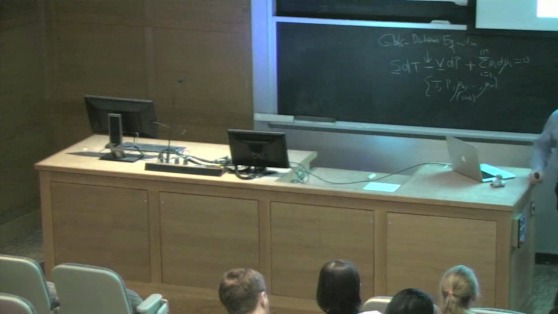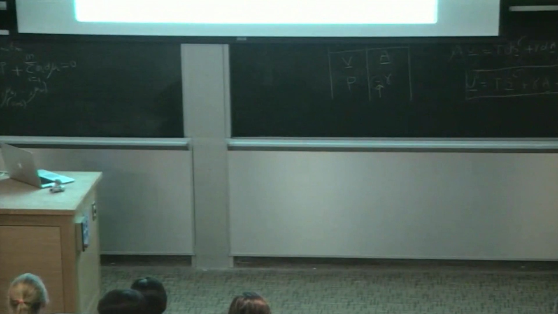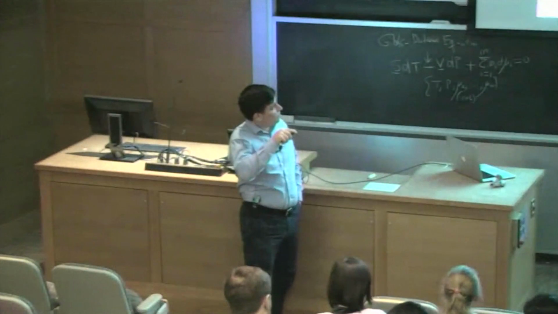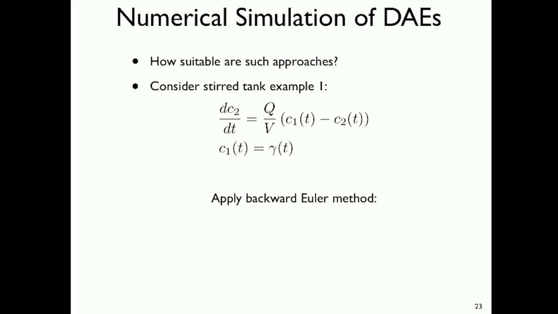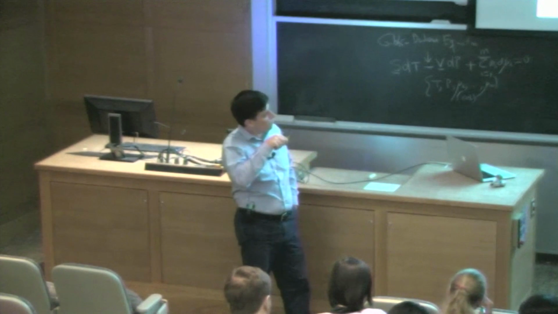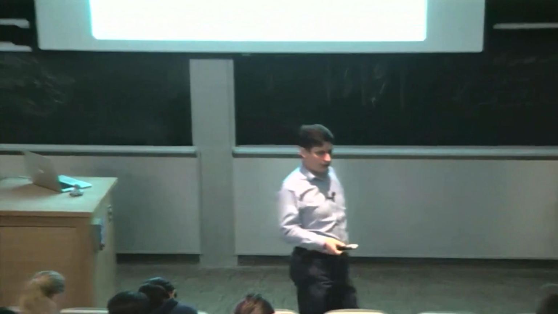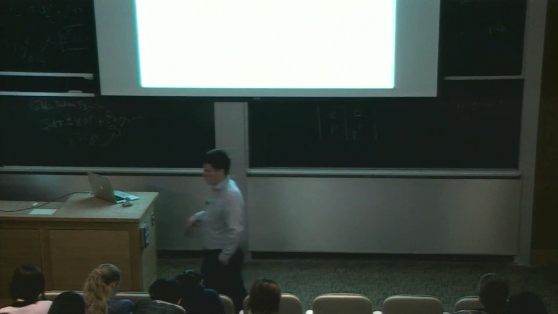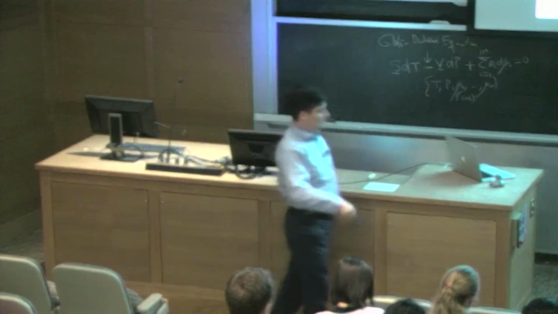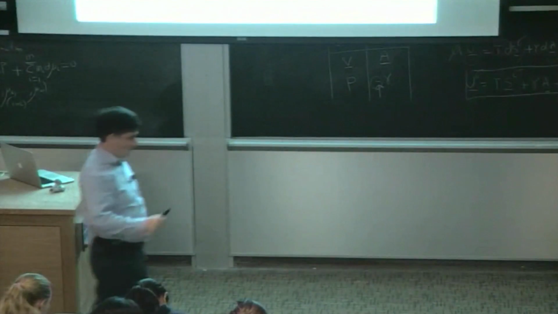Okay. So we've got a couple minutes left. I'm going to work through some examples. Consider the stirred tank example 1. dC2 dt is related to Q over V, flow rate over volume, times the difference in the concentrations coming in and out of the tank, and C1 is equal to this input signal gamma. Maybe that's a measurement, and I'm trying to predict C2. So can you apply the backward Euler method to these equations to determine C1 and C2? What would one step of the backward Euler method look like, say going from time t to t plus delta t, or tk to tk plus 1, however you want to write it?